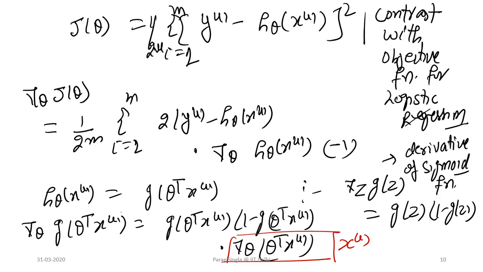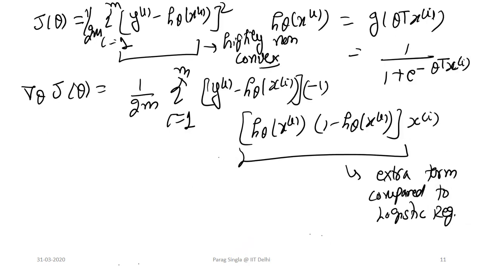And if this is the form, then let us write the complete gradient of J theta, which is the sum of y i minus h theta x i whole square, i equal to 1 to m, times 1 over 2m, where h theta x i is g of theta transpose x i, which is the sigmoid function, 1 over 1 plus e to the minus theta transpose x i.